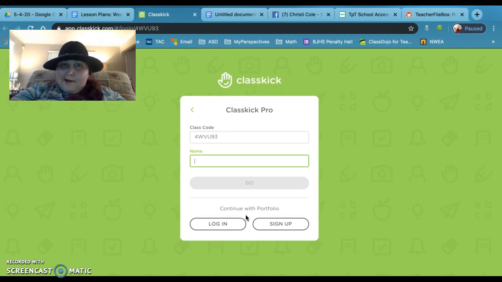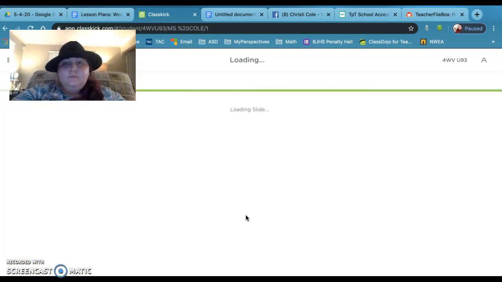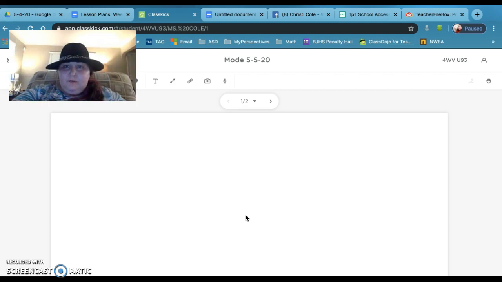Today we're going to be learning about finding the mode of a set of numbers. So, I'm logging in, Miss Cole. Finding the mode of a number means finding the most number that is repeated.